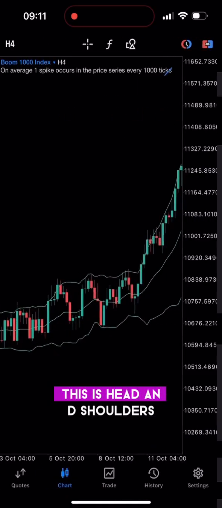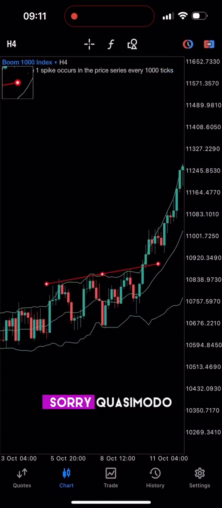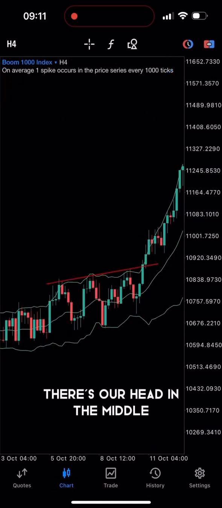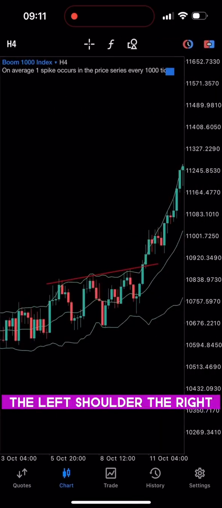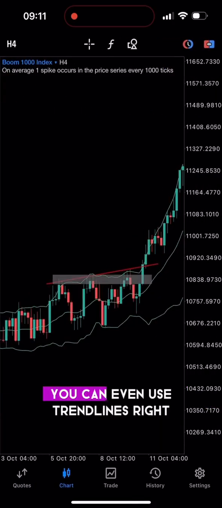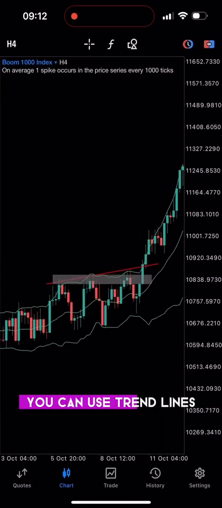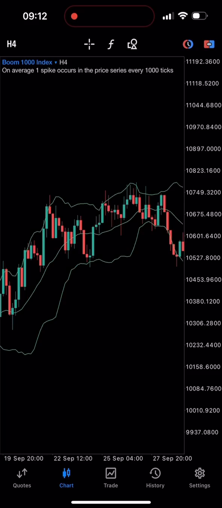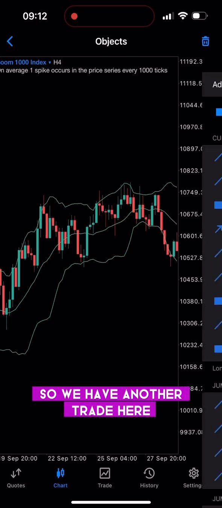This is a head and shoulders, sorry, a Quasimodo. There is our head in the middle, the left shoulder, the right, then you wait for the right shoulder. You can even use trend lines, right? You can use trend lines. So we have another trade here.